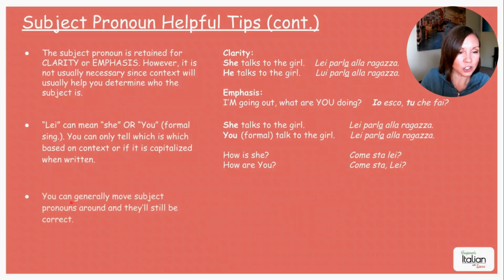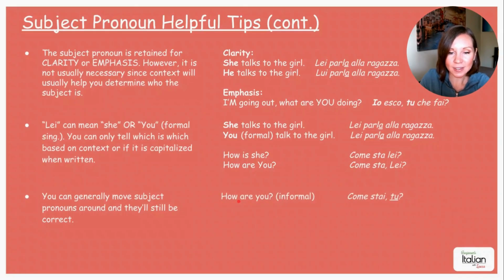Okay, and you can generally move subject pronouns around and they'll still be correct. So that's a little bit different from English. So in this case, how are you? In the informal, you would say come stai tu? Or you can say tu come stai? Or you could say come stai and just take out the tu altogether. They all mean the same thing.